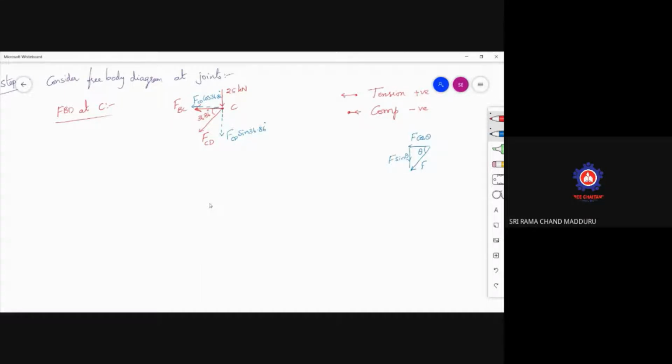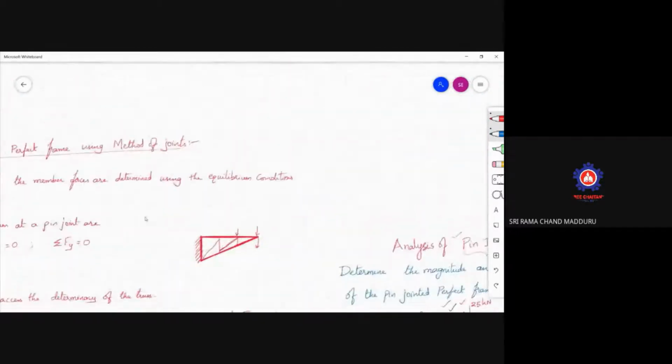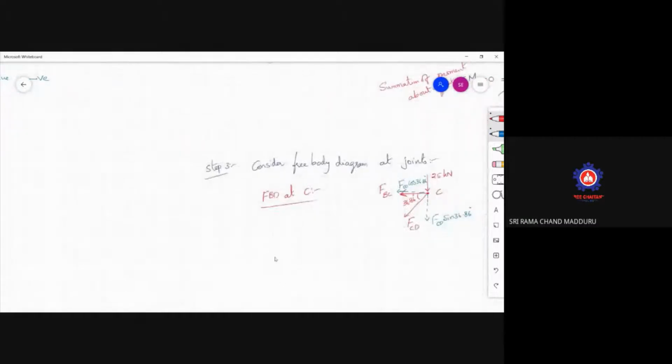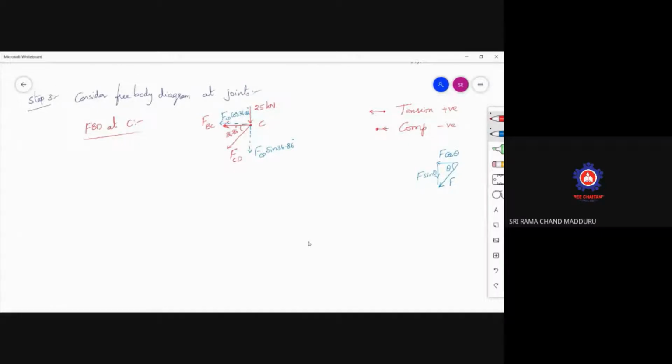Now, at a joint, how many equations of equilibrium are available? We discussed in the first point itself that the available equations of equilibrium at a pin joint are sigma Fx equal to 0 and sigma Fy equal to 0. There are two unknowns and two equations of equilibrium available, hence you can solve it. That is the significance of considering two. If there are more than two, then the available equations are not sufficient.